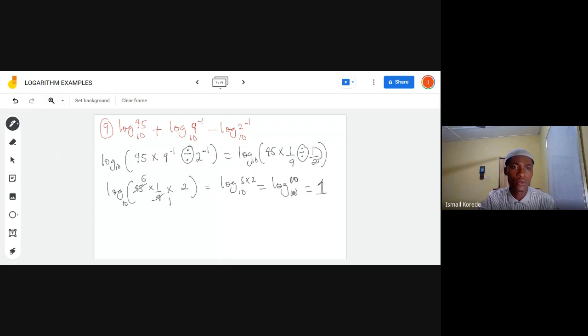So this is how we manipulate and play around with logarithm questions. In subsequent videos, I'll be posting more questions on logarithm, like 10 more questions, and we are going to also look into equational logarithm, where we have to solve for a particular value, maybe x, maybe p, or thereabout. So see you in the next video.